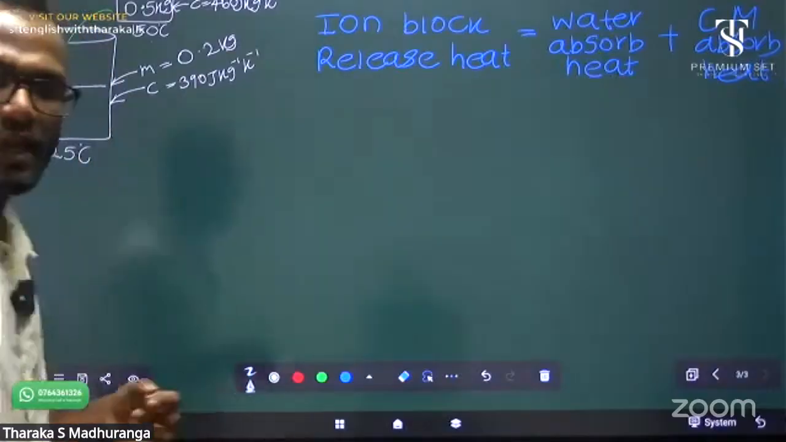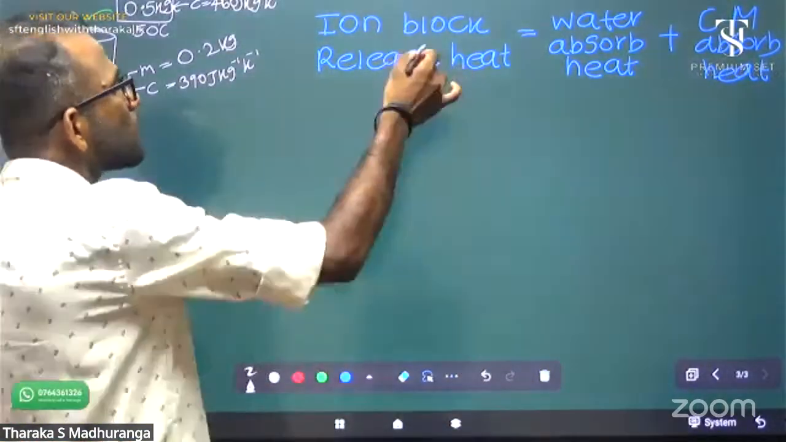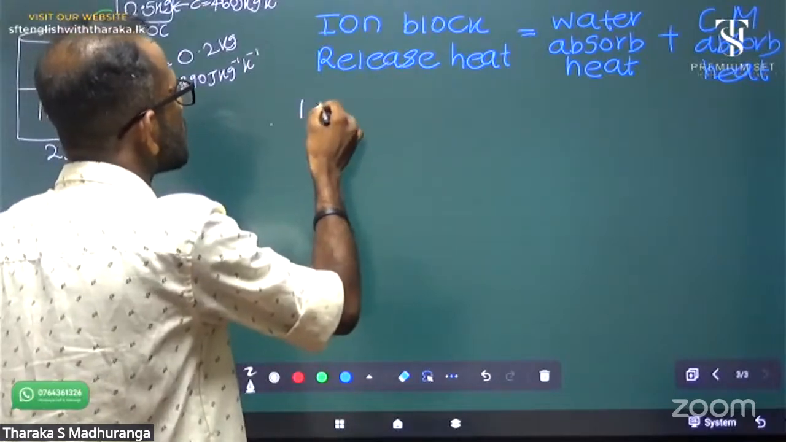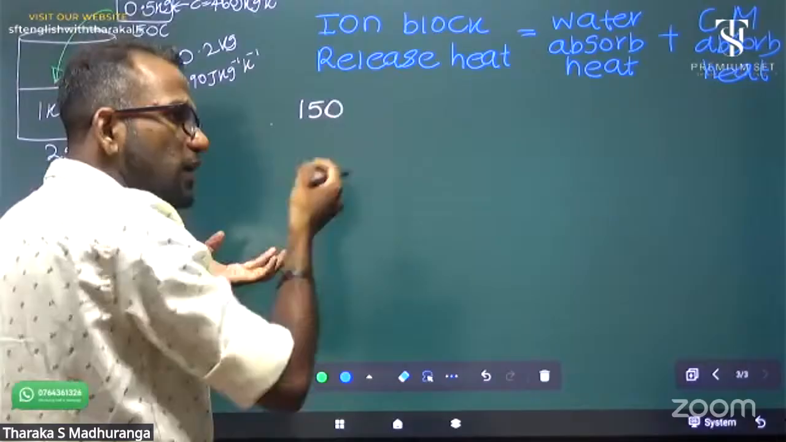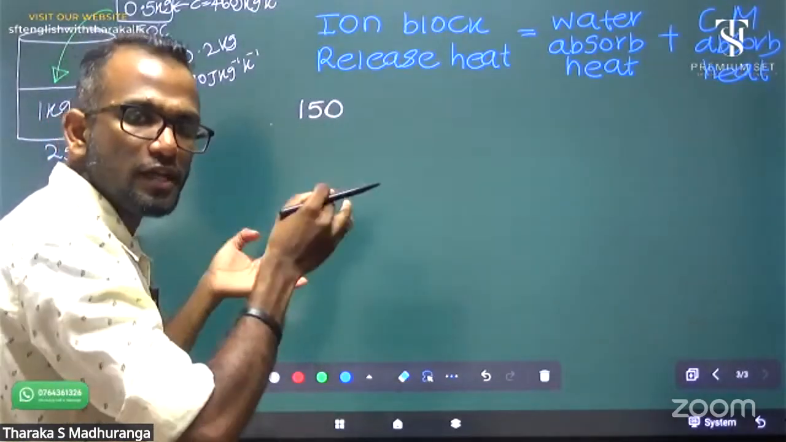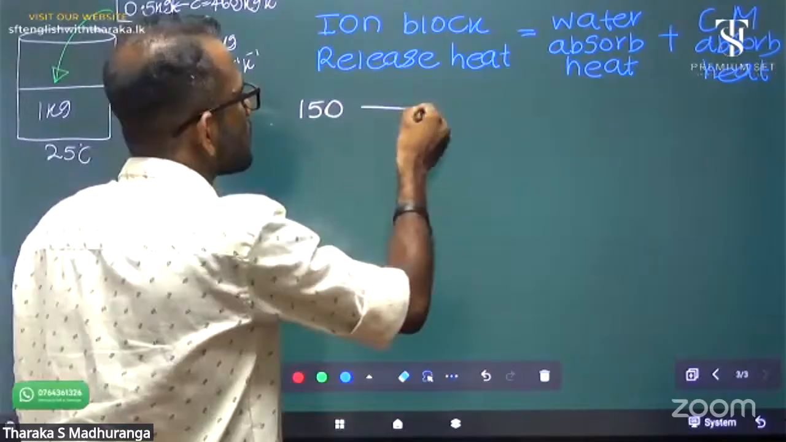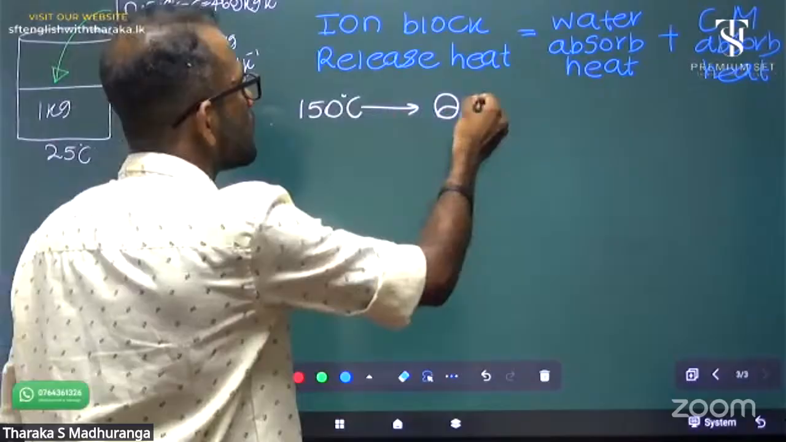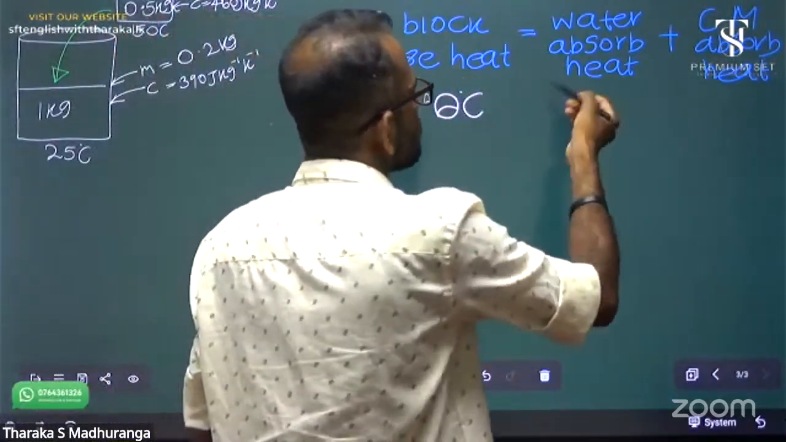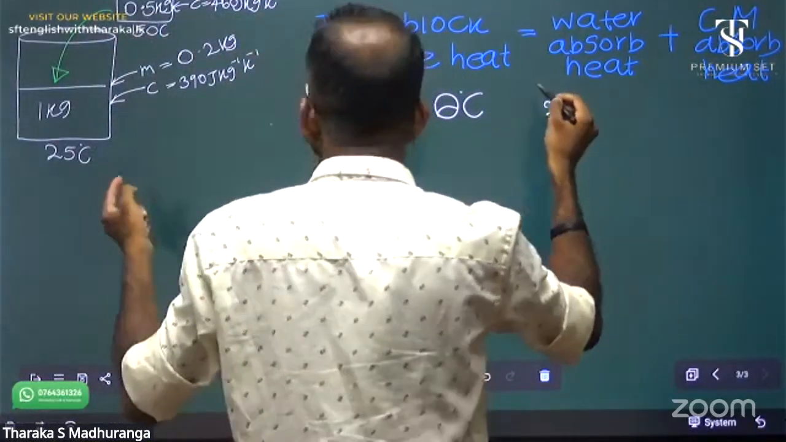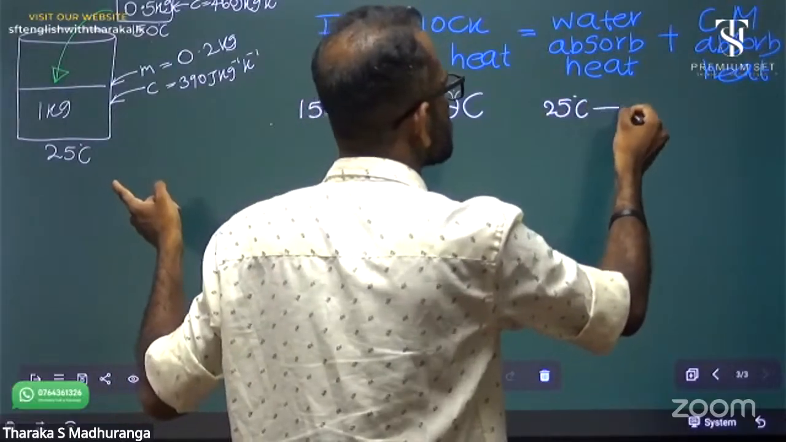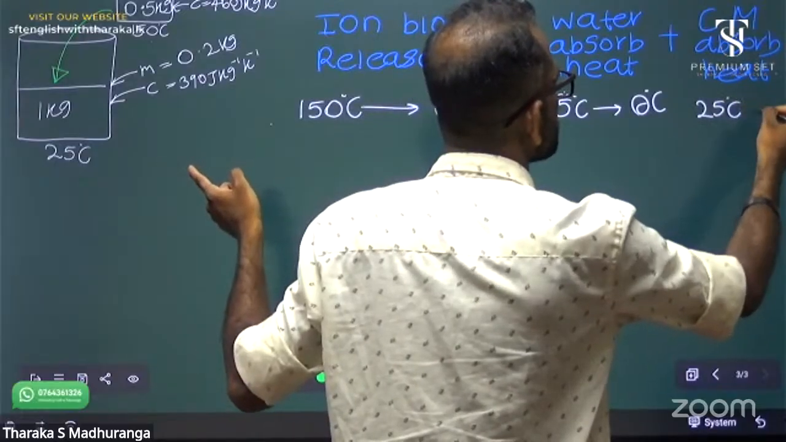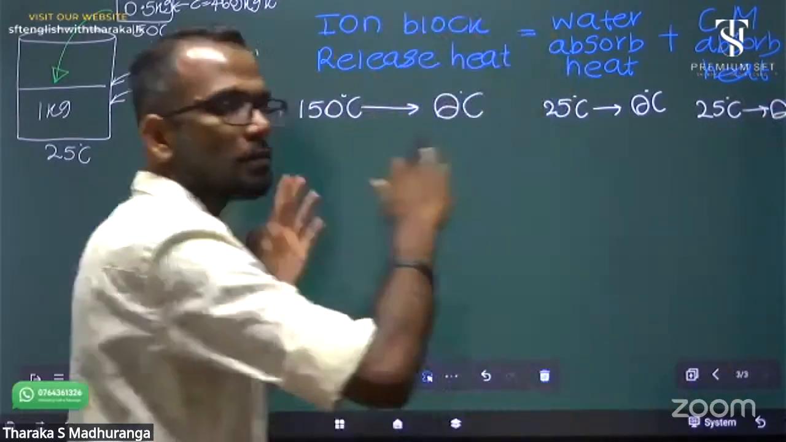Water absorbed heat plus calorimeter absorbed heat. Then the iron block releases heat. What happens to the temperature? The heat drops the temperature from 150 Celsius to theta Celsius, the final temperature. Water goes from an initial 25 Celsius to theta Celsius. The calorimeter also goes from 25 Celsius to theta Celsius, the equilibrium temperature.